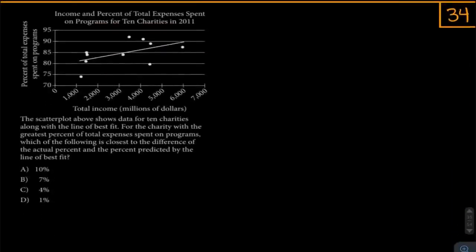Problem 34 is a scatter plot that we're given here. And it says this scatter plot above shows data for 10 charities along with the line of best fit. For the charity with the greatest percent of total expenses spent on programs, which of the following is closest to the difference of the actual percent and the percent predicted by the line of best fit? So this problem is wordy, right? This problem is very wordy.